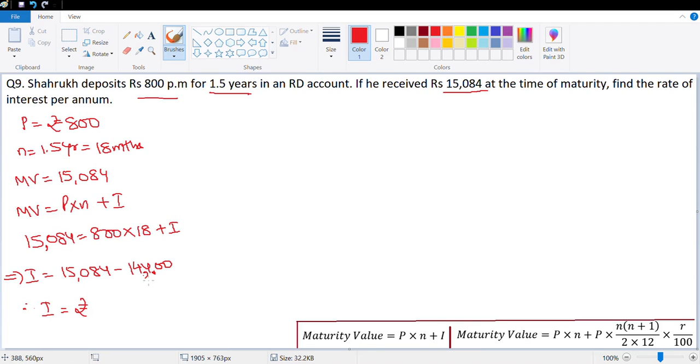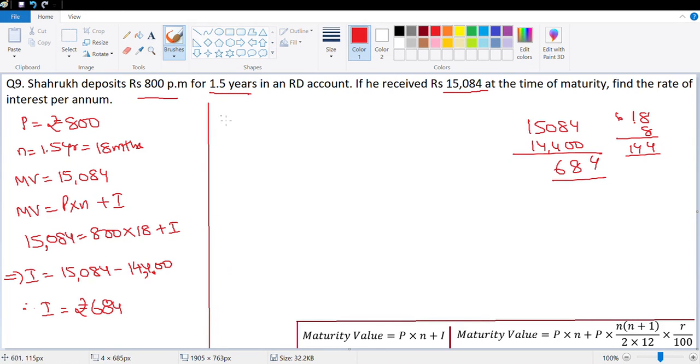15084 minus 14,400. Let's just do the calculation. 15084, 14,400. I hope I've done this calculation correct. 8 8s are 64. 8 plus 4. This is correct. This is 4. 8 minus 0, 8. This is 10 minus 4, 6. So 684. So rupees 684. Done.